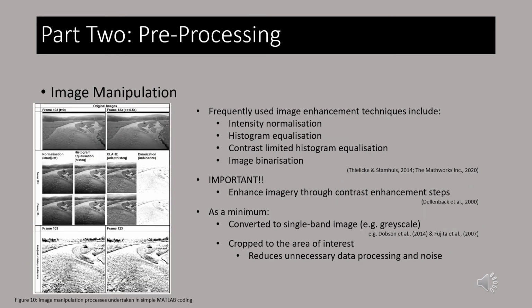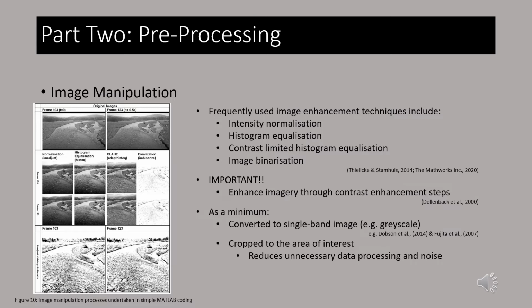Image manipulation isn't always a step that's required. So the importance of image manipulation is when traces aren't as prevalent as they could be, and programs have a problem detecting and/or tracking the traces throughout the process. There's several techniques that can be applied to imagery to enhance tracer visibility. Frequently used enhancement techniques are shown on screen. You've got intensity normalization, histogram equalization, etc.